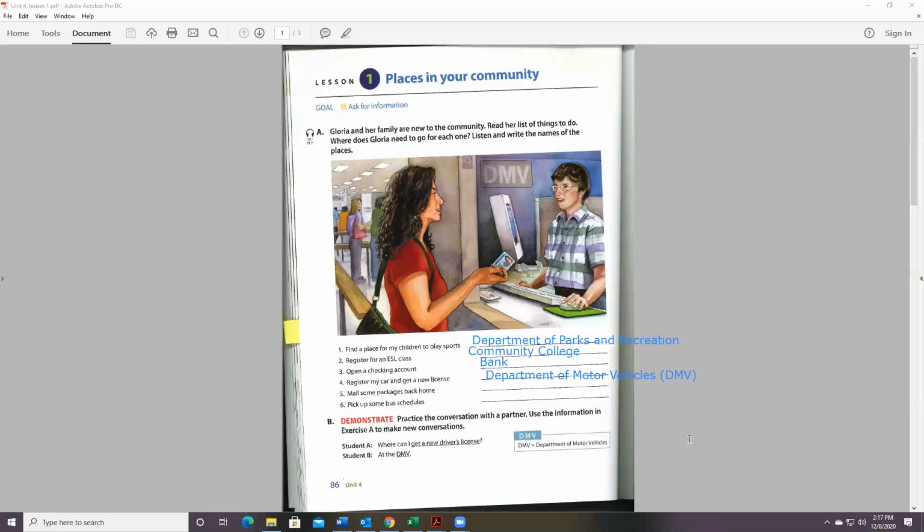Number 5, mail some packages back home. Is post office. And number 6, pick up some bus schedules. Bus station.